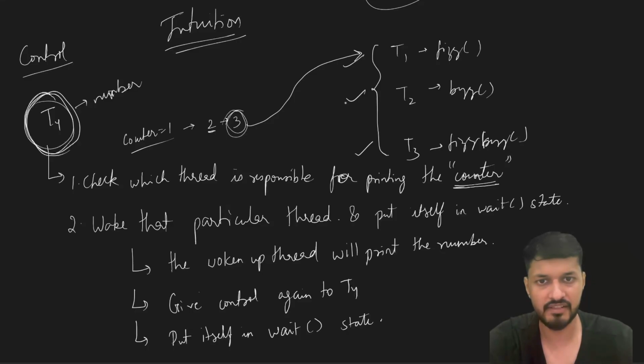These two were already in waiting state. It will go ahead, put T1 in running state and put itself in waiting state. What will T1 do? The woken up thread will print the number. So it will go ahead and print the number, or it will print what? It will print Fizz, correct?